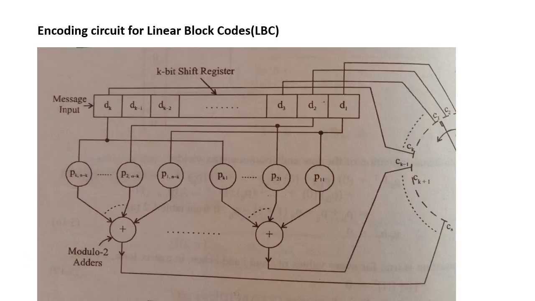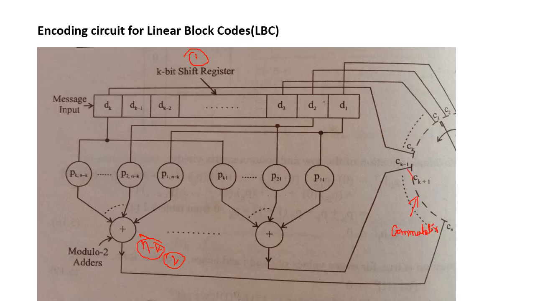Next is the encoding circuit of a linear block code. This encoding circuit basically has three components. One is the k-bit shift register, that is the first component. Then you are going to have n minus k modulo adders, so that forms the second component. The third component is the n-segment commutator. So this is the commutator part.